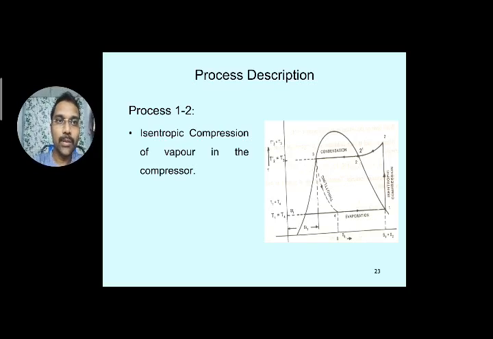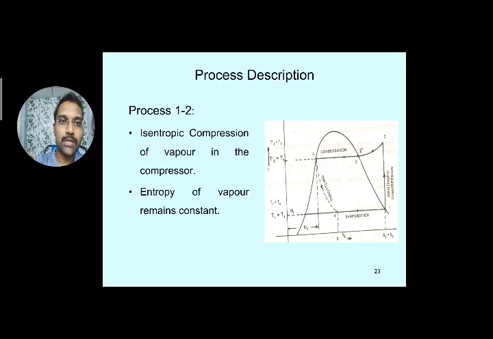So first we will see the process. What is happening in process 1 to 2? Isentropic compression of vapor in the compressor. Compression of vapor isentropically takes place in the compressor, and here the entropy remains constant, that means S1 is equal to S2. And what about the temperature? From point 1 to point 2, temperature increases.